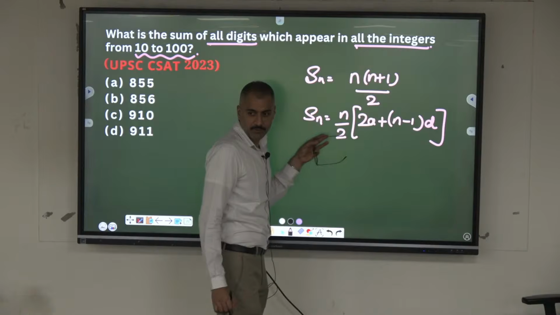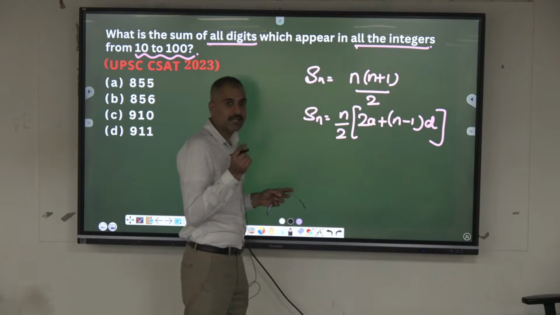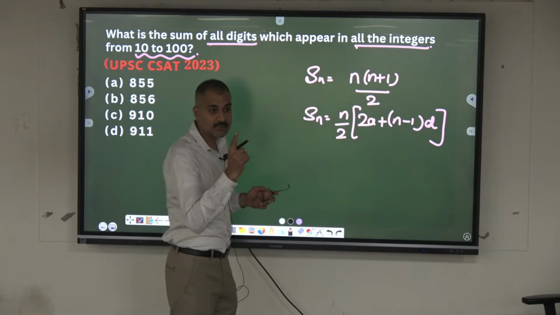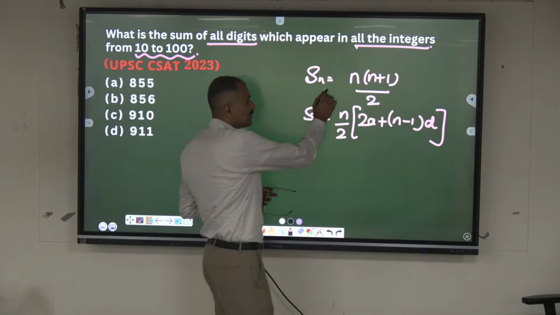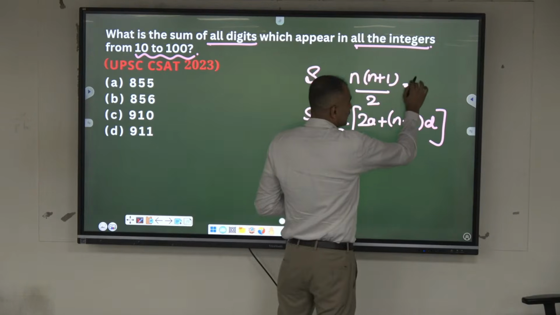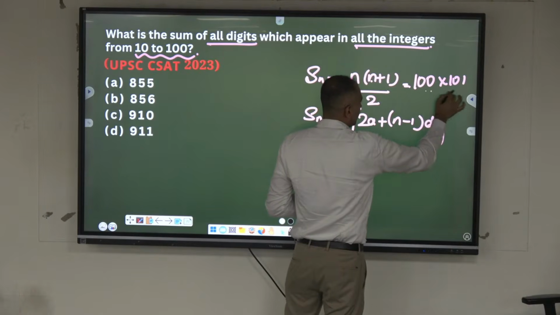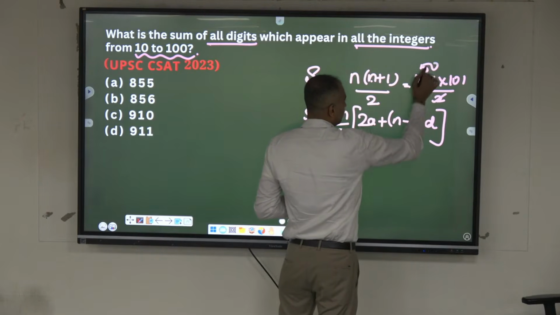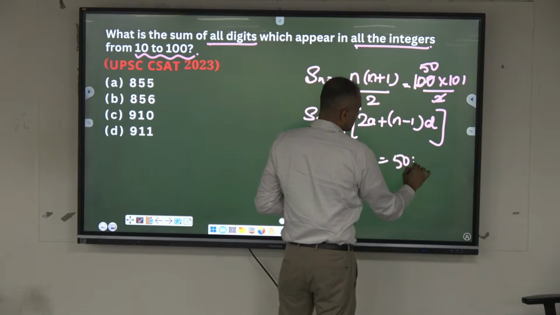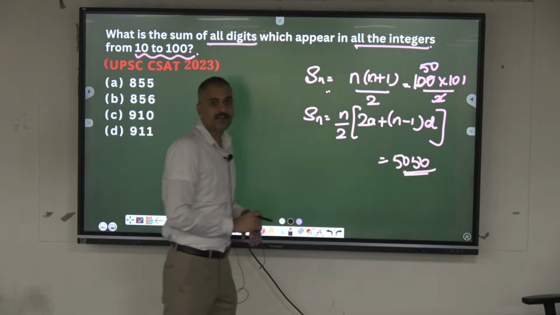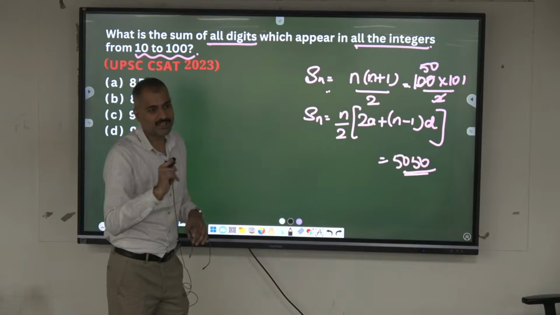Okay, this is a general formula. Or else, if it is the first n natural numbers, starting from 1 plus 2 plus and so on, you can apply this one directly. How many natural numbers in the first 100? 100. 100 plus 1 is 101, divided by 2. This is 50, 5050. But this is the sum of the first 100 natural numbers.